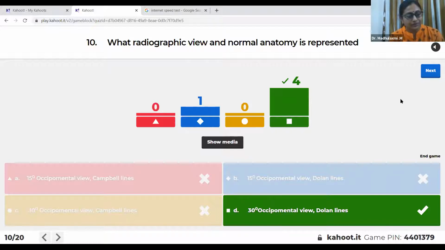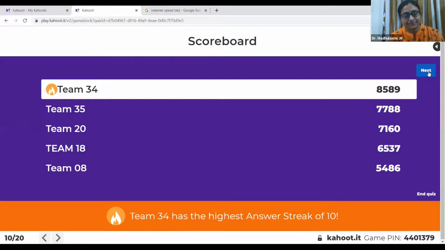The scoreboard. Team 34 is now in the lead with team 35 in second spot. Question 11.